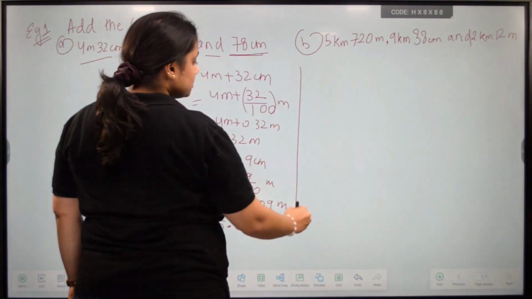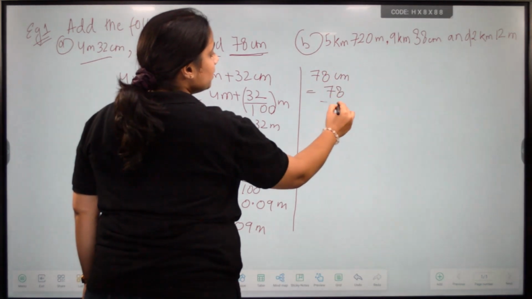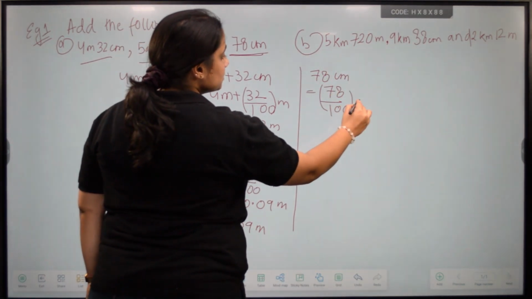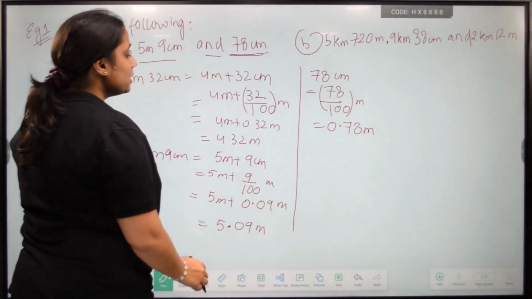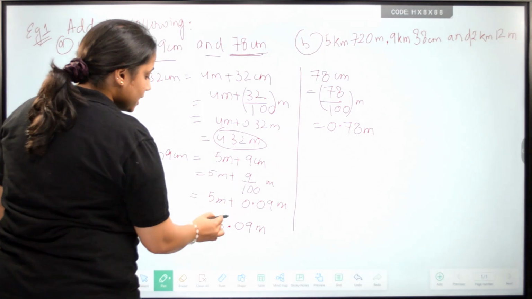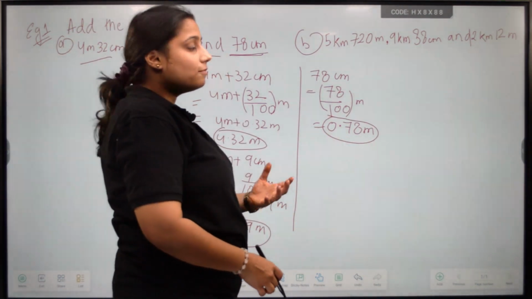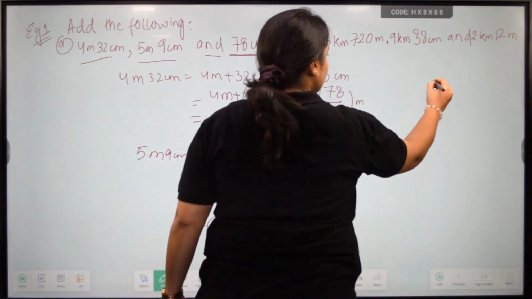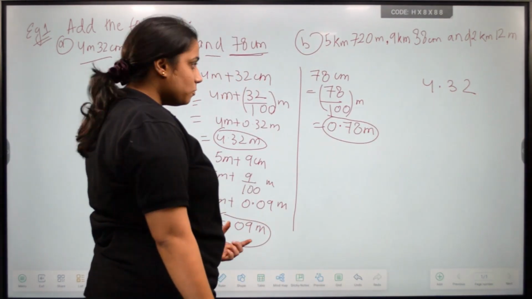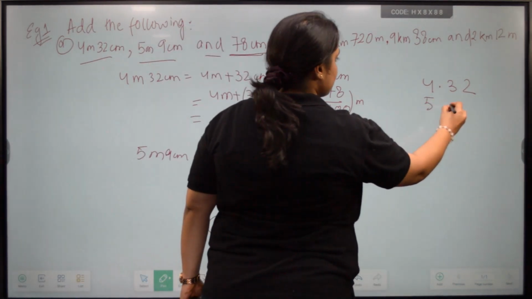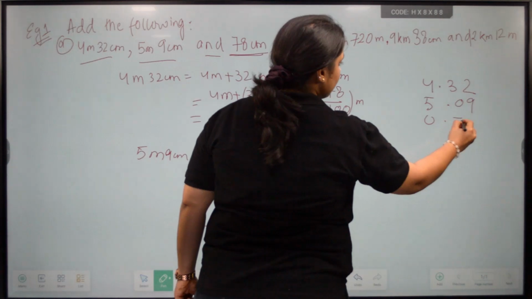Now 78 centimeters can be written as 78 by 100 meters. It will be equal to 0.78 meters. Now we can see that all three numbers have been converted into meters. Now add them column wise. The first number is 4.32. The next number is 5.09. And the last number is 0.78.